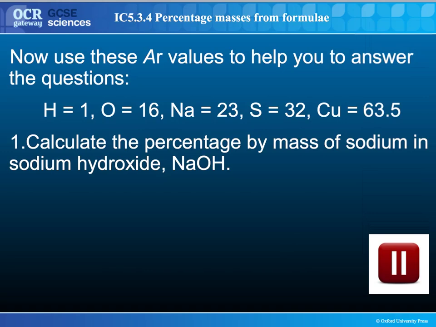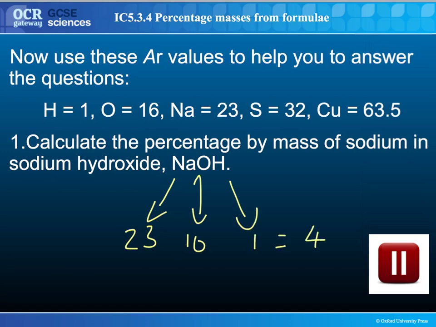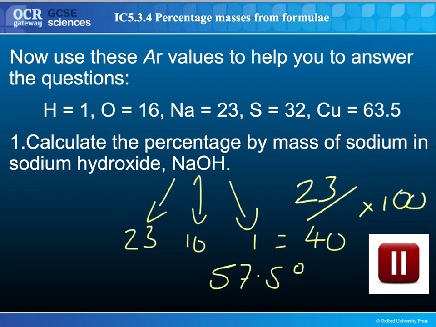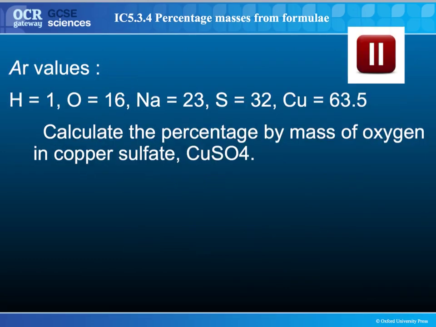First question, working out the percentage by mass of sodium in sodium hydroxide. Mass of sodium is 23, oxygen 16 and hydrogen 1, giving you a total mass of 40. If you divide the mass of sodium, 23, by the total mass, 40, and times it by 100, it gives you 57.7% sodium by mass in sodium hydroxide.